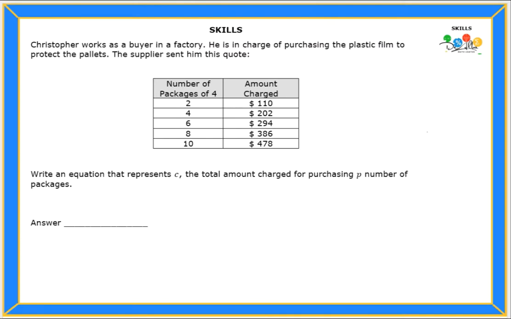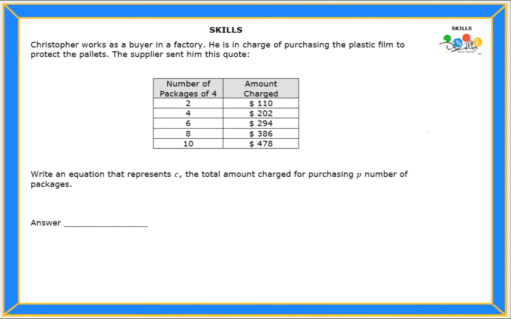And it says, Christopher works as a buyer in a factory. He is in charge of purchasing the plastic film to protect the pallets. The supplier sent him this quote. Write an equation that represents C, the amount charged for purchasing, P, number of packages.